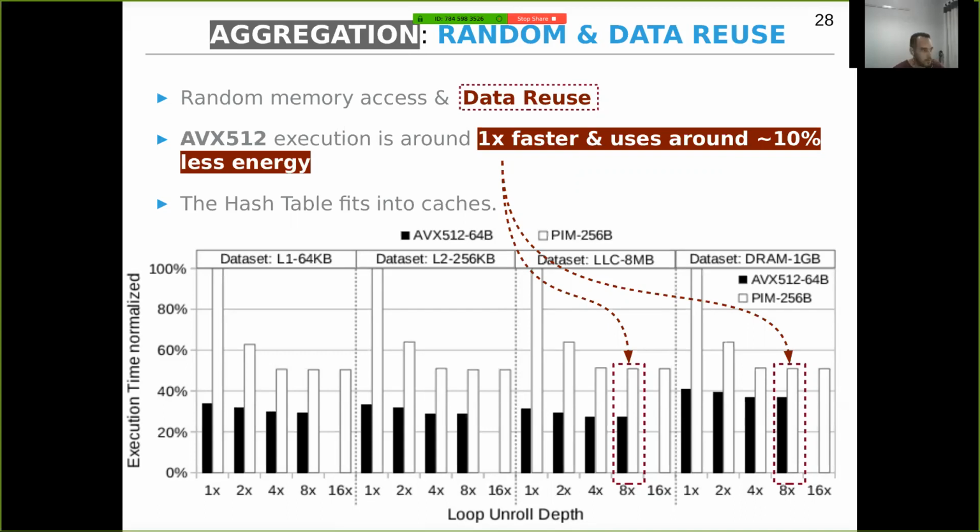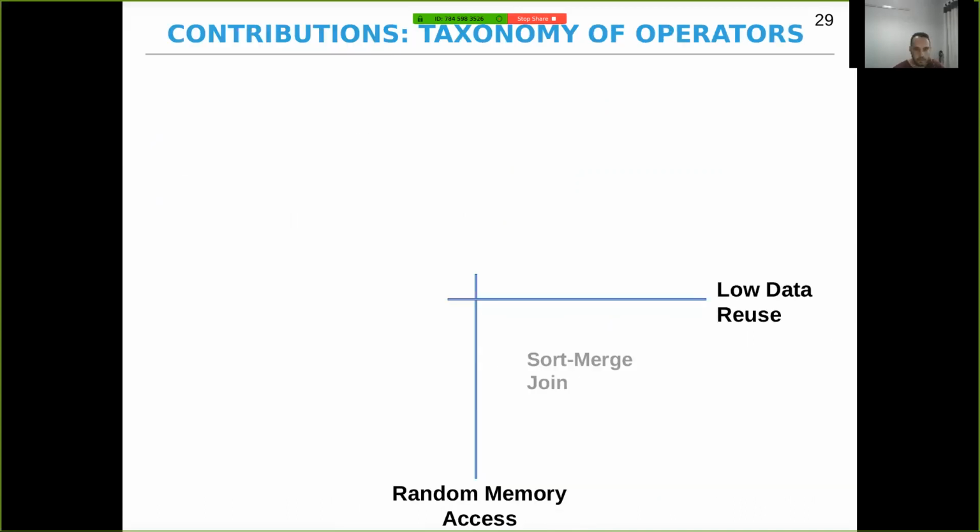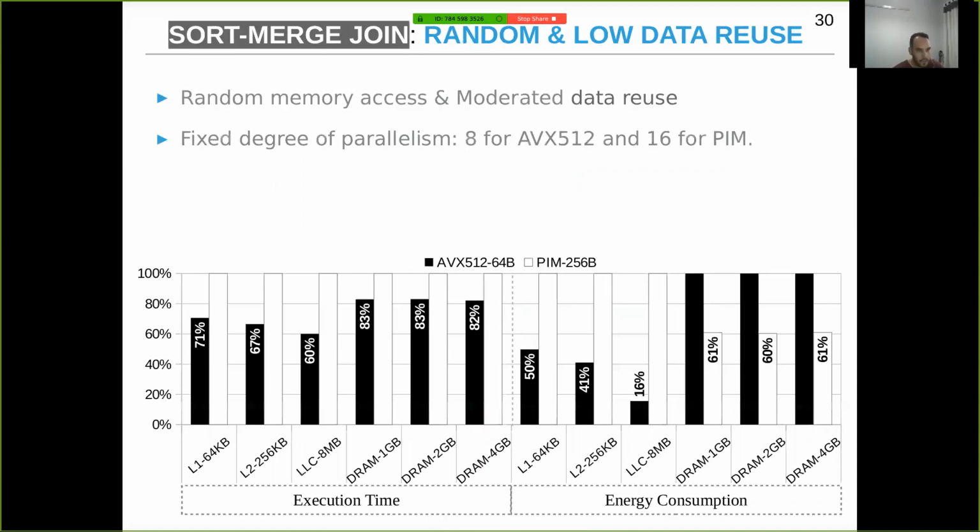And finally, we have the operators with low data reuse and random memory access. This is the case of the sort merge join algorithm. Actually, it has a moderate data reuse. For it, we fixed the degree of parallelism at 8 for the AVX and 16 for the processing-in-memory, and we used more data sets to evaluate it. Okay, the results are the following.